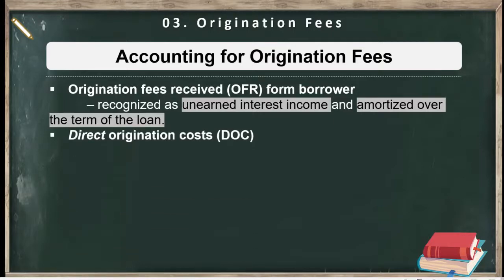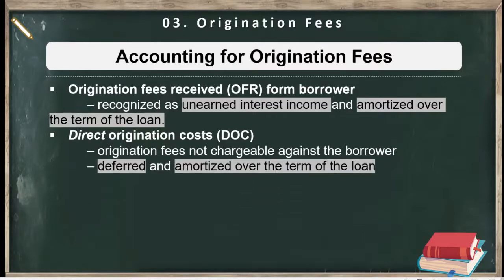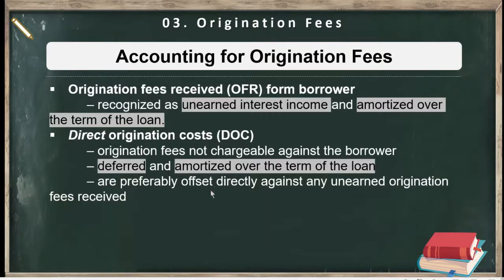We also have the direct origination costs. This is a term referring to the origination fees that are not chargeable against the borrower. Here the direct origination costs are also deferred and are amortized over the term of the loan. So the same with the origination fees, they are amortized. These are preferably offset directly against any unearned origination fees received.